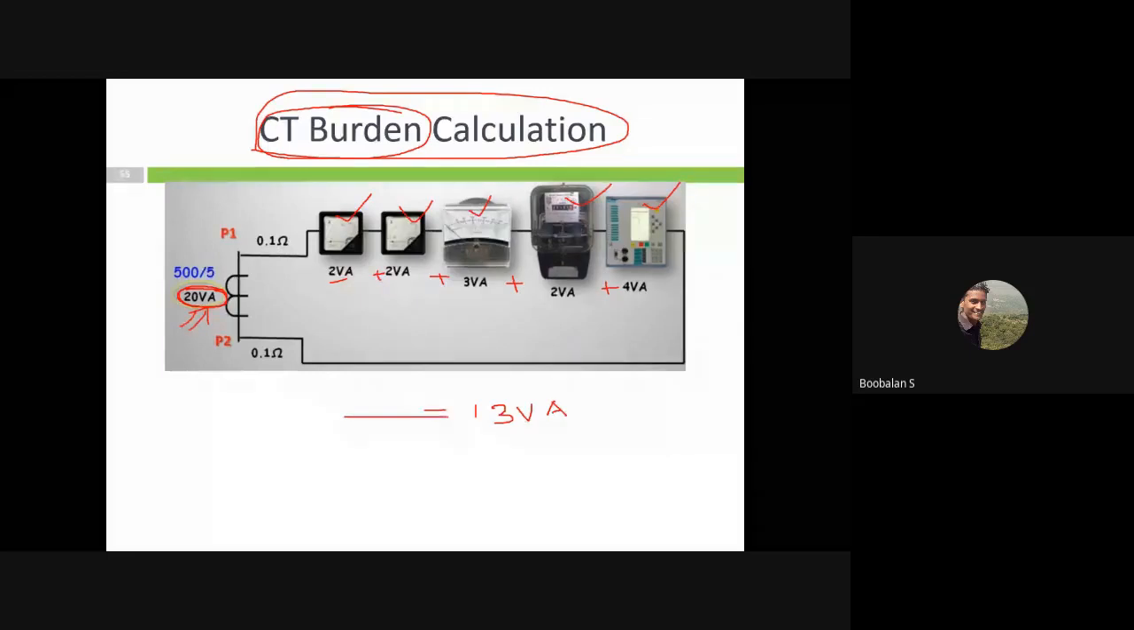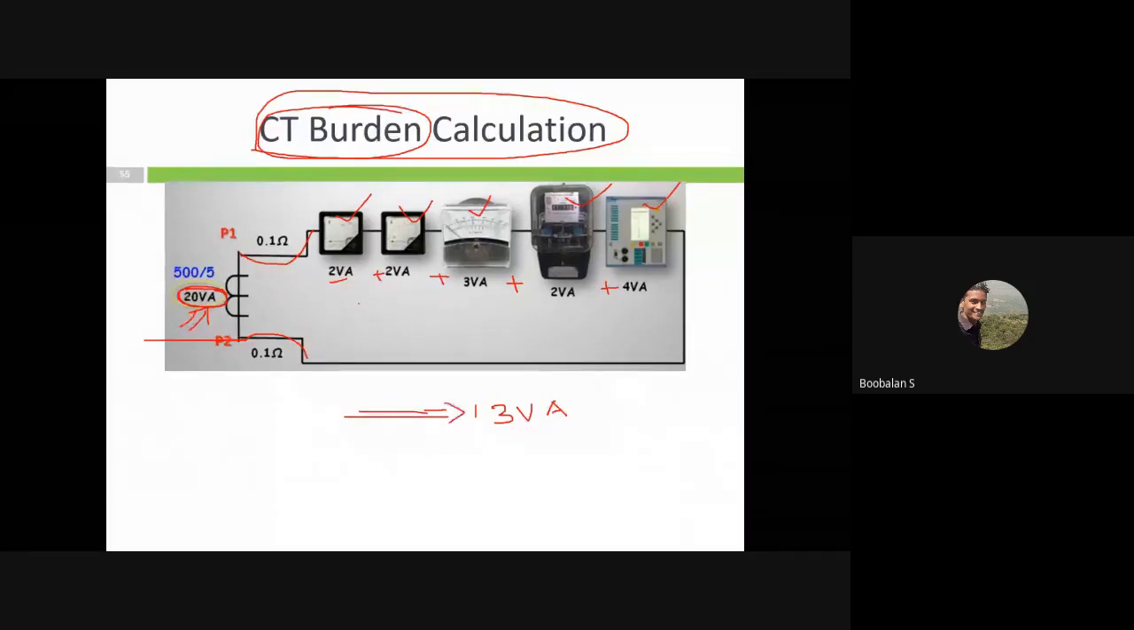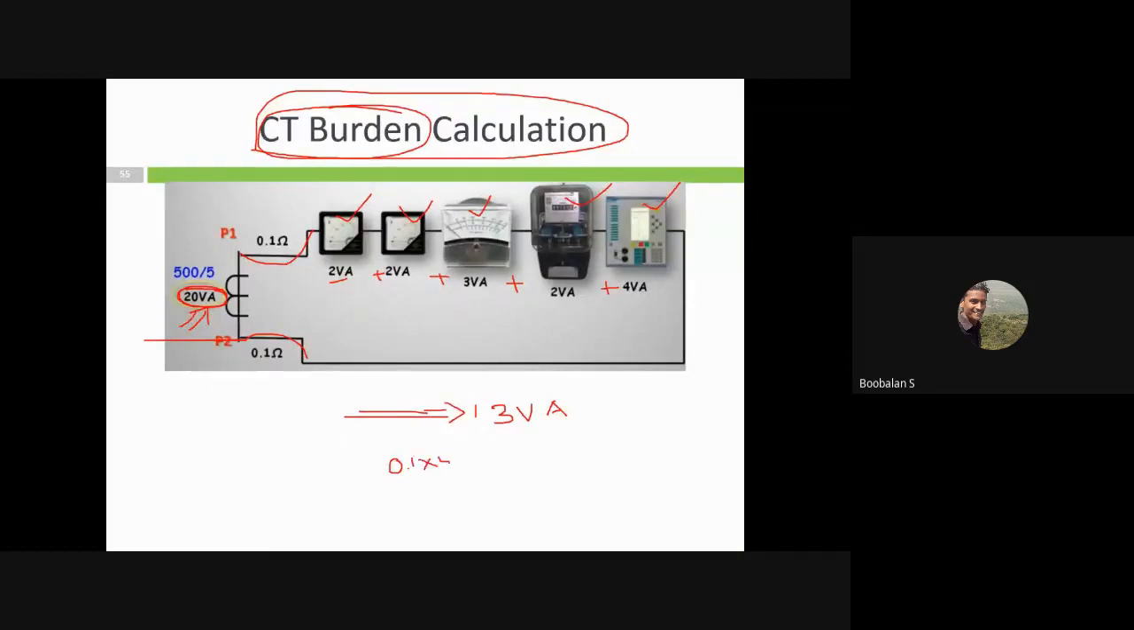Now the total lead wire resistance should be 0.1 ohms. Now we need to calculate the voltage across this entire thing. So 0.1 resistance into my current flow, which is 5. So the total voltage drop across my CT secondary is now 0.5 volts.